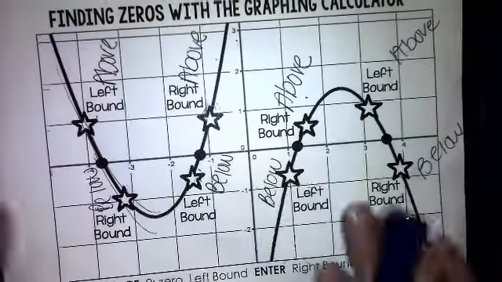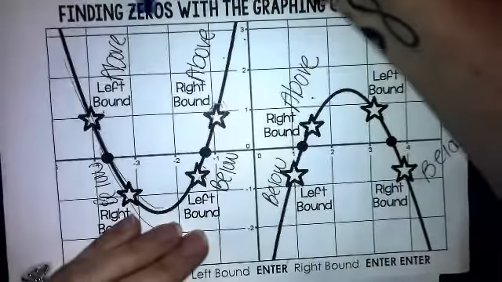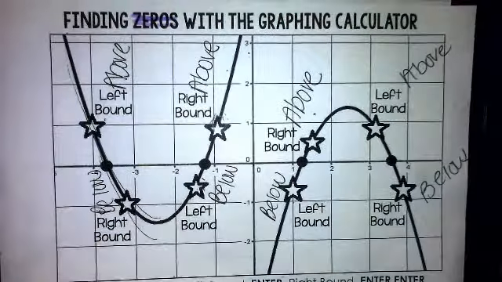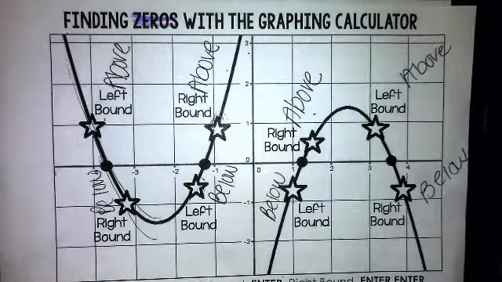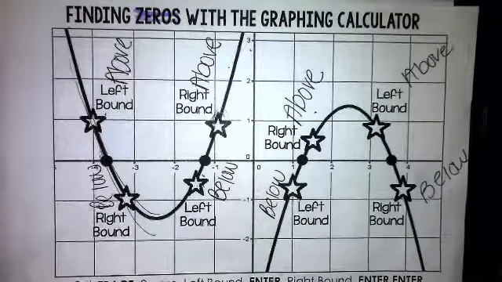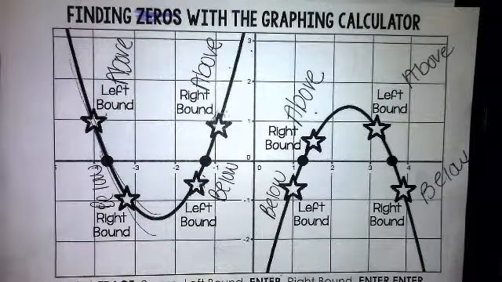Okay, so this says finding zeros with the graphing calculator. Why am I saying finding zeros? What does that mean? The x-intercept, okay? So when we solve a quadratic, essentially what we are doing is we're finding the x-intercept. My calculator will solve those kind of questions for me. I just have to tell it to do that.